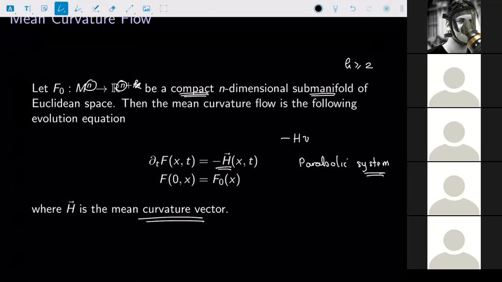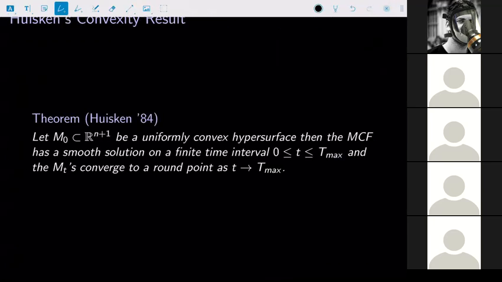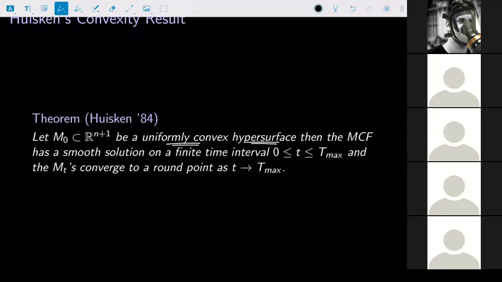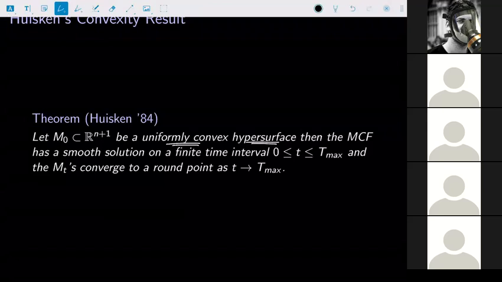So what's the main result in mean curvature flow? Well, here's Huisken's convexity result. So this is the result that pretty much started off the parametric approach to mean curvature flow. So this is from 1984, of course, by Gerhard Huisken. And here you consider a hypersurface which is uniformly convex. Okay, and then the mean curvature flow has a smooth solution on a finite time interval up to some t max. And here I've written it a little bit loosely: the M_t converge to a round point as t approaches the maximum time.